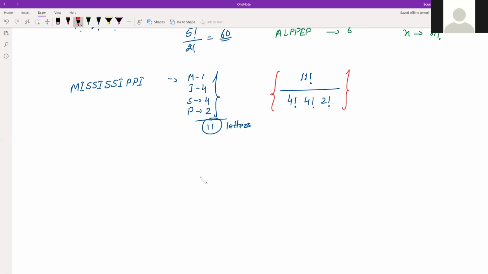Is it clear? Shall I move to the next part of this question? Yes, sir. Now in the same question, if we are asked in how many of these permutations 4 I's do not come together. There are 4 I's, so these 4 I's don't want to come together. So in how many ways can we do this?